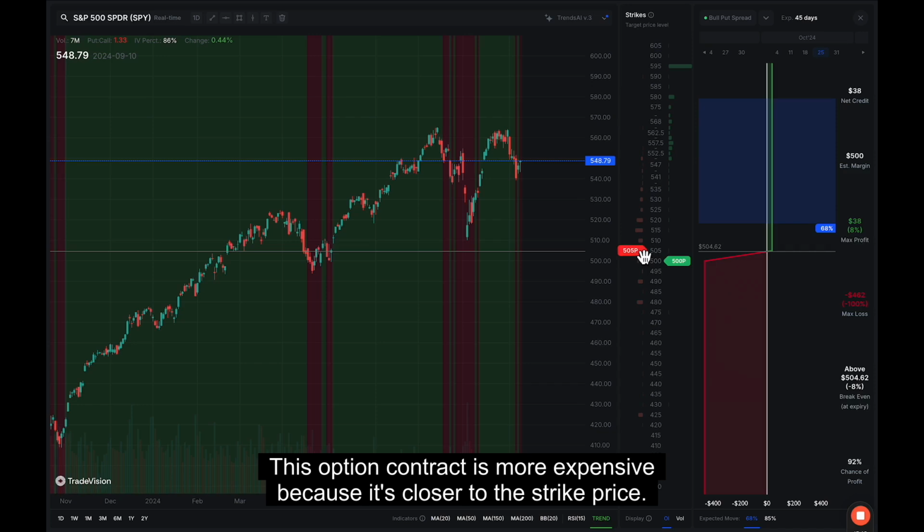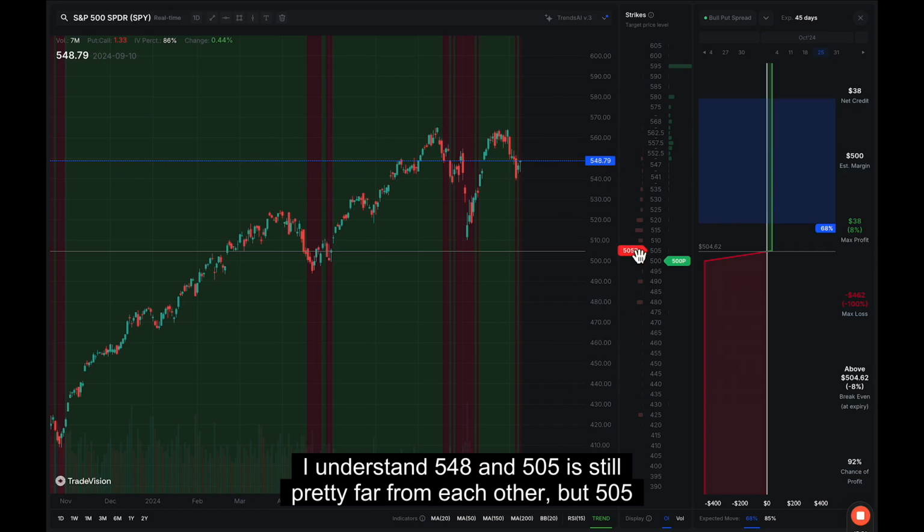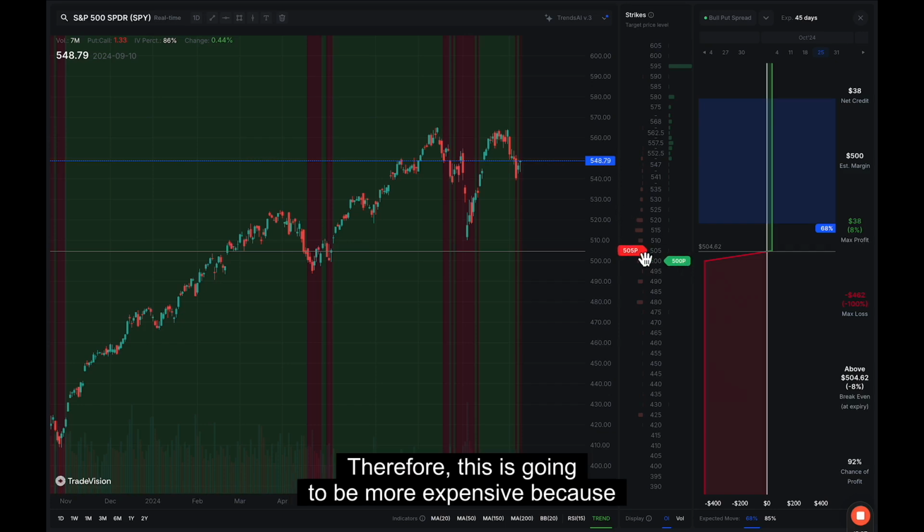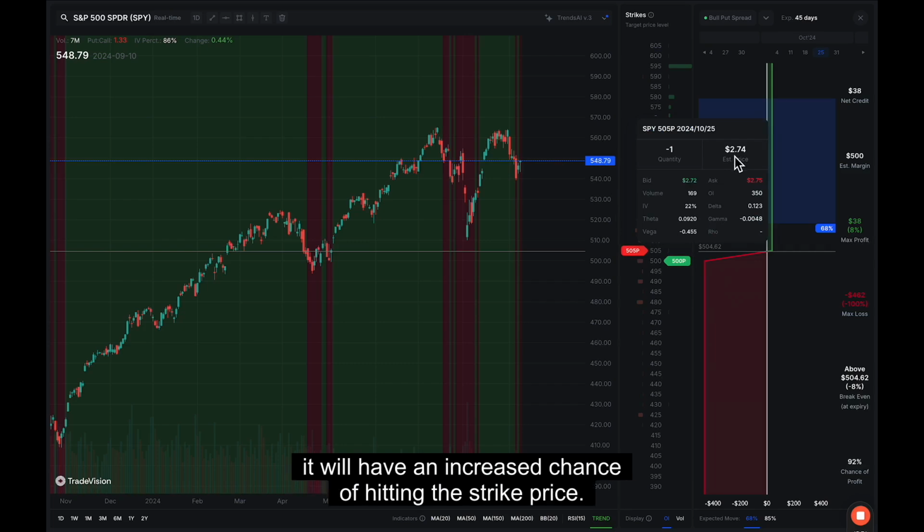This option contract is more expensive because it's closer to the strike price. I understand 548 and 505 is still pretty far from each other, but 505 is a lot closer to 548 than 500 is. Therefore, this is going to be more expensive because it will have an increased chance of hitting the strike price, right?